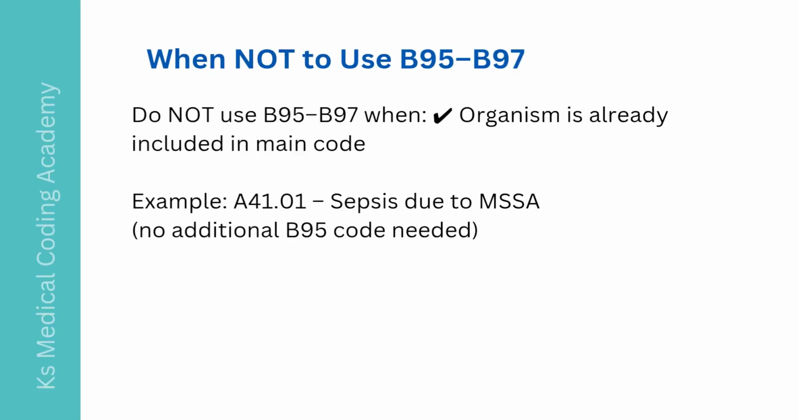When not to use B95-B97. Do not assign B95 through B97 when the organism is already included in the primary code. For example, sepsis due to MSSA already identifies the organism, so an additional B95 code is not needed.